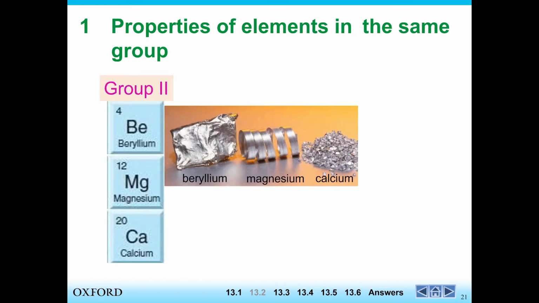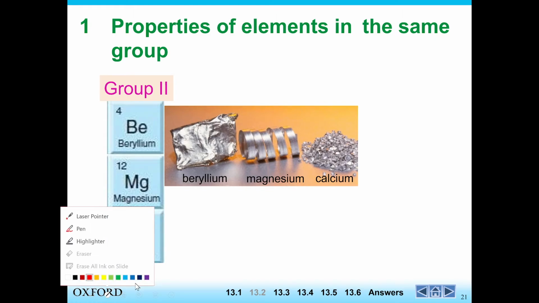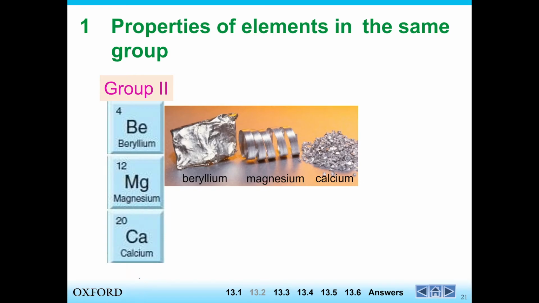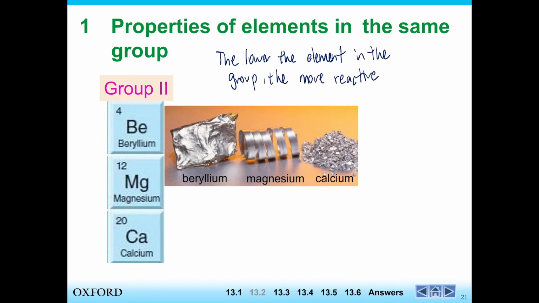Let me take the same group 2 as an example. So I'll give you the hint. Basically, the lower the element in the group, the more reactive it is. I'll write it for you. The lower the element in the group, the more reactive it is. Now, one disclaimer here, this is primarily for metals only, so group 1 and 2. This is mainly for groups 1 and 2.